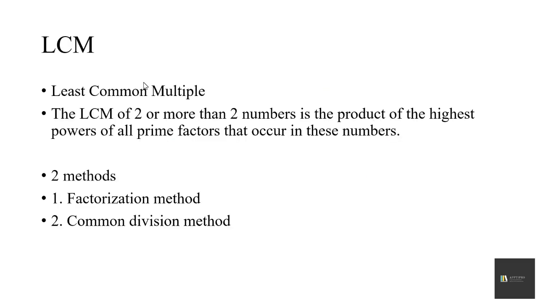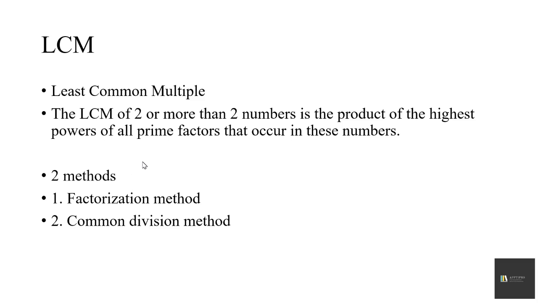Now we'll move on to LCM. So what is LCM? LCM is nothing but least common multiple. You'll be given a series of numbers and you have to find the common multiple of all these numbers and take the least one of it. So the LCM of 2 or more than 2 numbers is a product of highest powers of all prime factors that occur in these numbers.